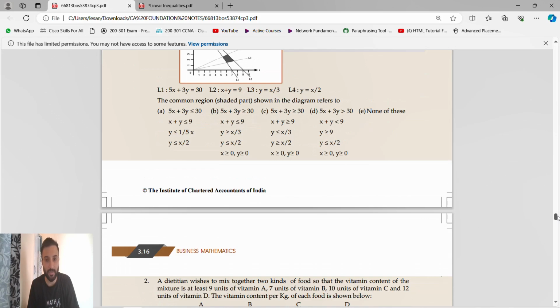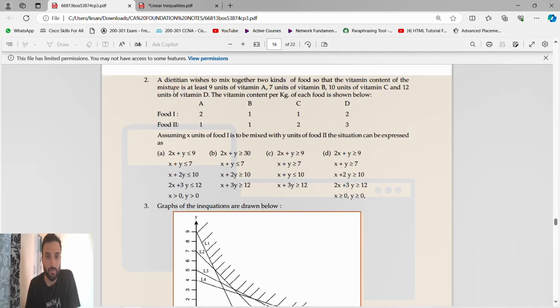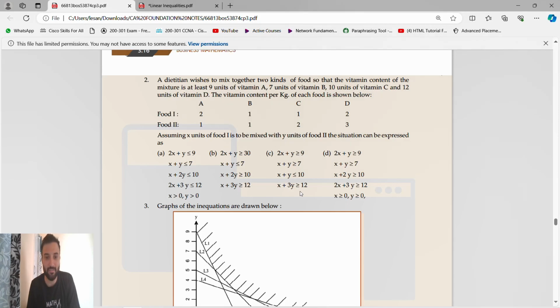So B number is the correct answer. So here, guys, yes, here they had given a word problem. You have to find the correct equation. So see, B and C is not there because B and C doesn't have this. So B and C is eliminated.